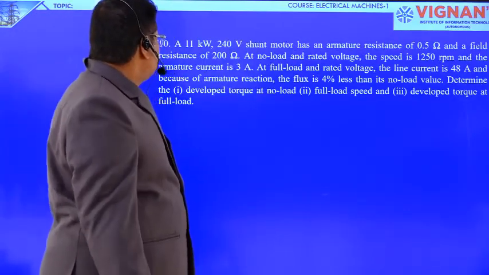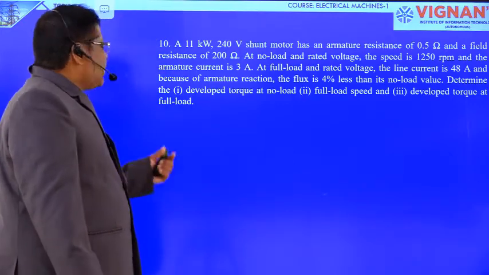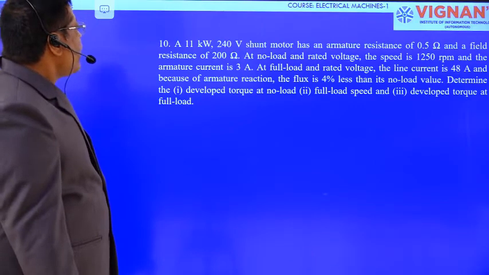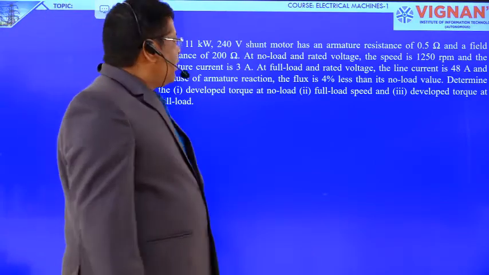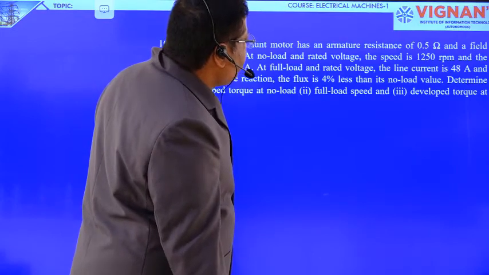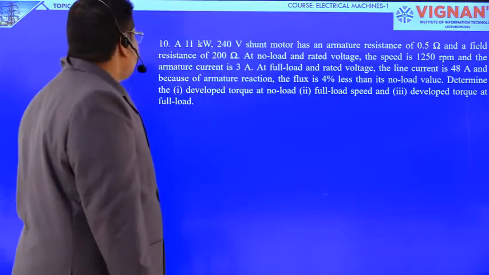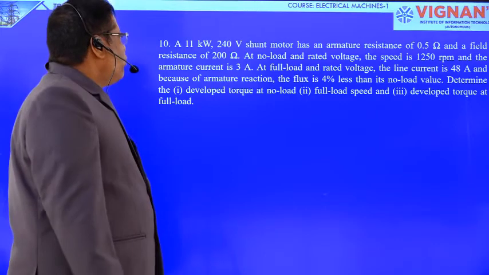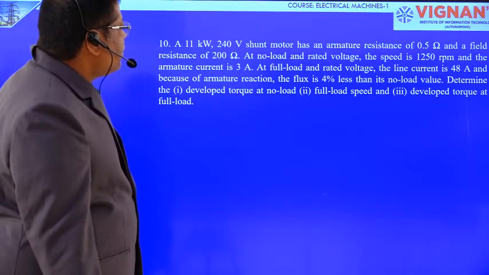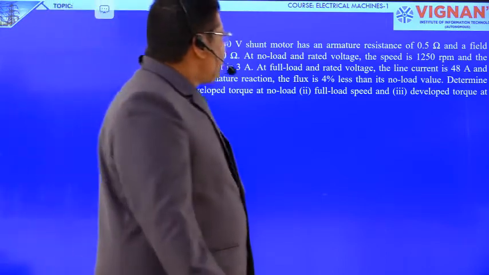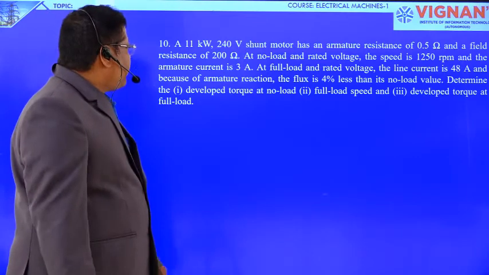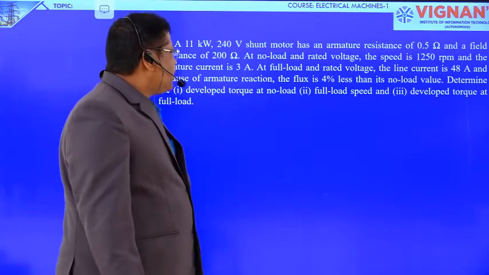Now let me take up this problem. An 11 kilowatt, 240 volt shunt motor has an armature resistance of 0.5 ohms and field resistance of 200 ohms. At no load and rated voltage, the speed is 1250 rpm and armature current is 3 amperes.